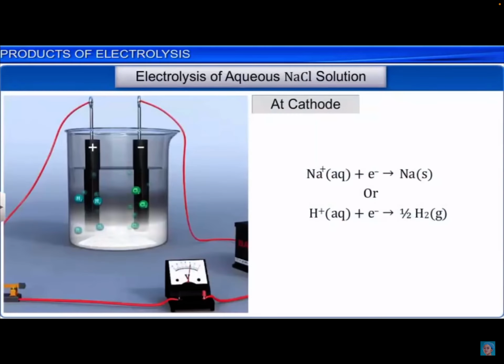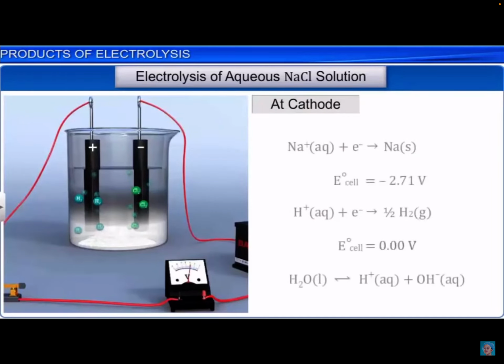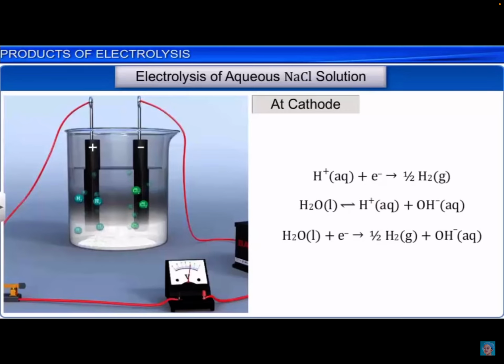At the cathode, either sodium ions or hydrogen ions may be reduced. As the hydrogen ion has a higher standard electrode potential than sodium, it gets reduced. However, hydrogen ions are produced by the dissociation of water. Hence, the net reaction at the cathode may be written as the sum of these two reactions. Thus, we have the reduction of water as per the equation shown here.